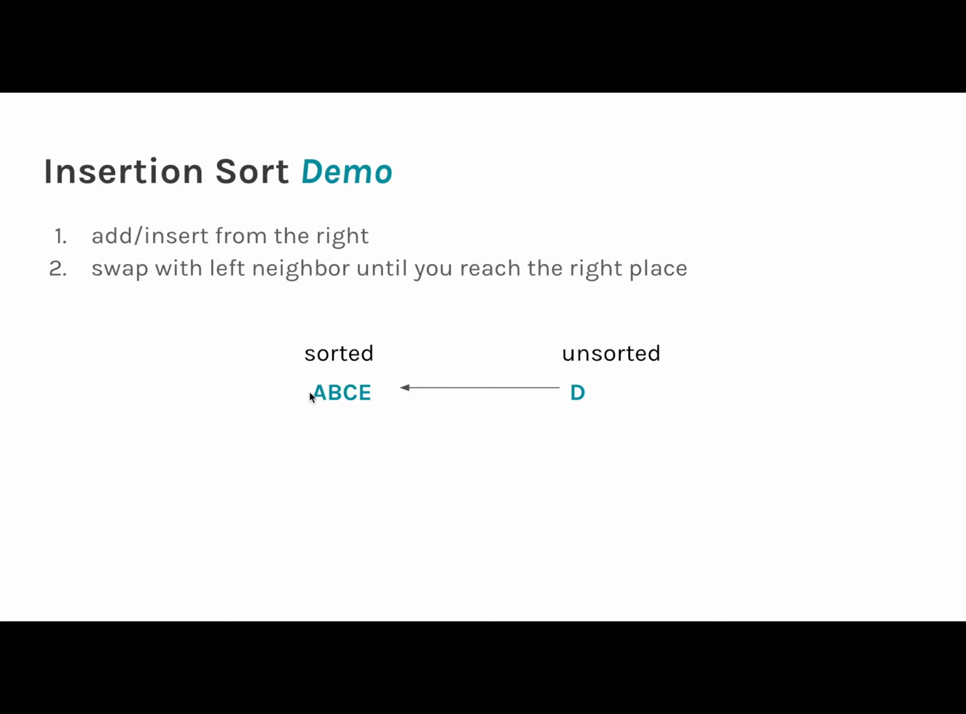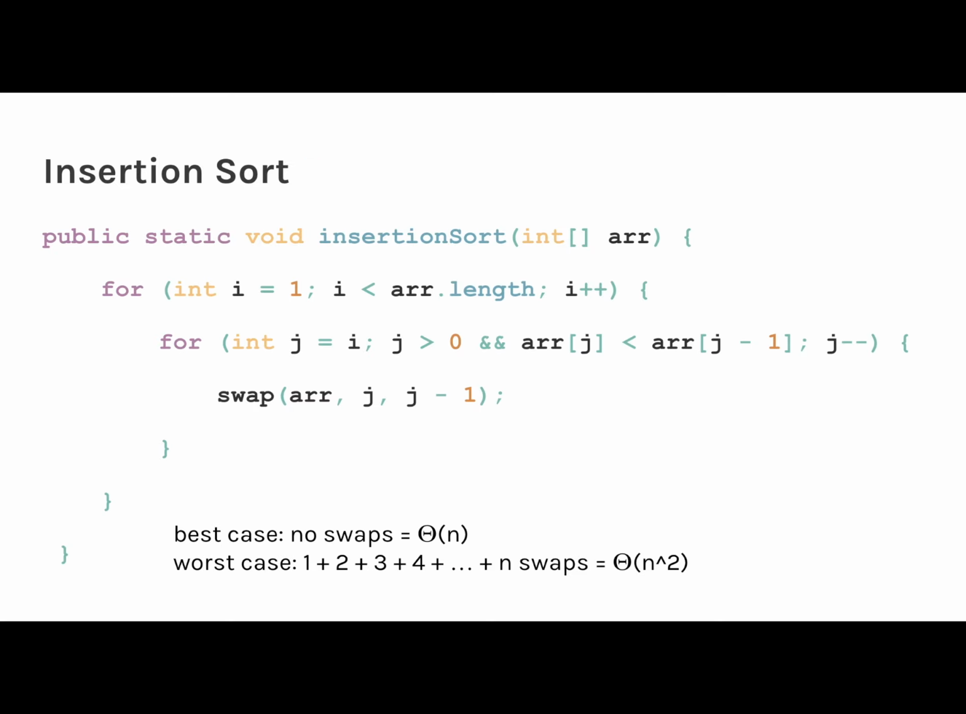Now it's sorted. And then last we have D. It's going to sort here. And now we're done. There's nothing left in the unsorted side of the array.